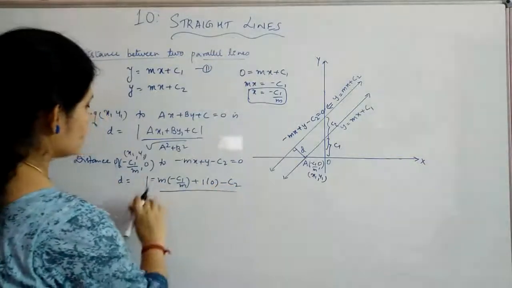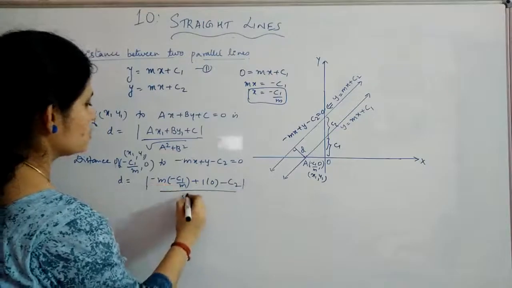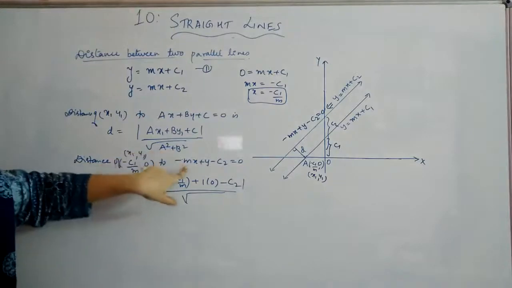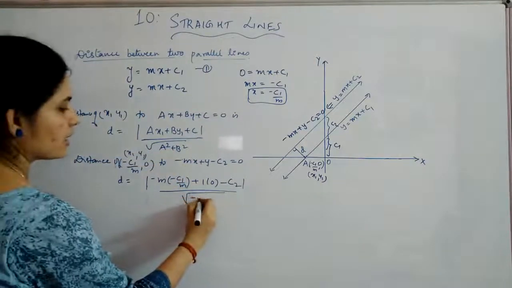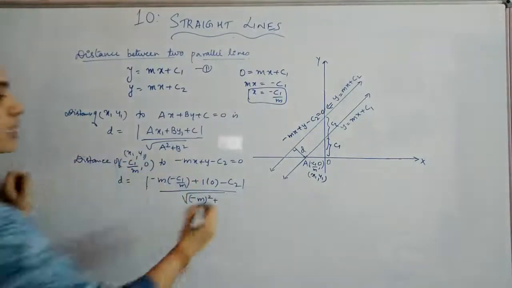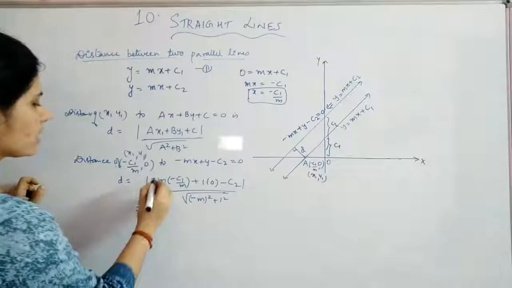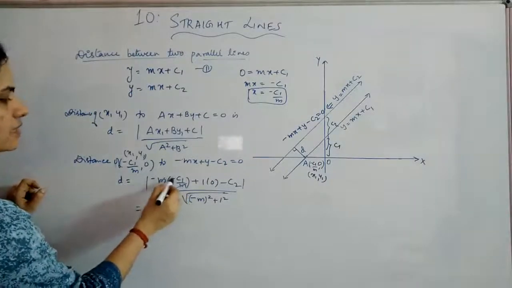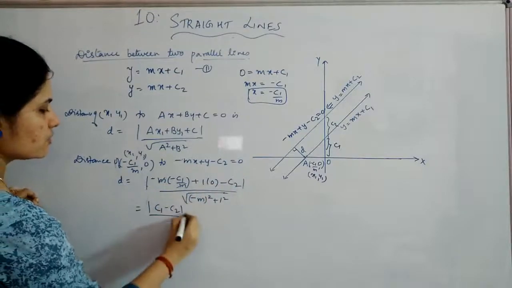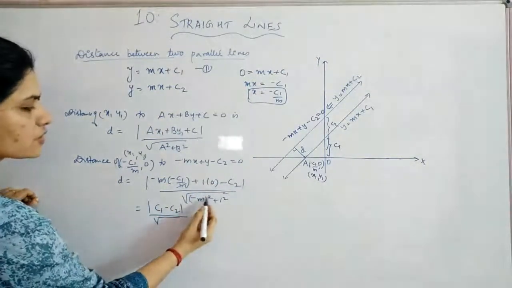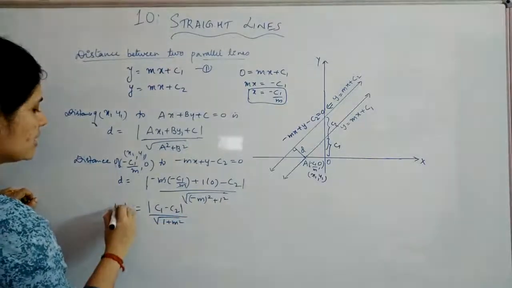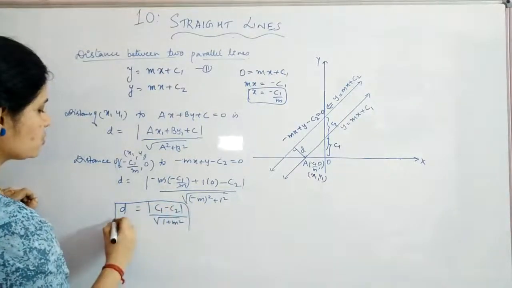Divided by root of, so this is closed, root of, again coefficient of x the whole square. What is the coefficient of x here? Minus m. So you'll get root of minus m the whole square plus coefficient of y the whole square. Coefficient of y is 1 here, so you'll get 1 square. That is, you are getting the distance to be, this m will get cancelled, negative, negative, positive. So modulus of c1, this is 0, minus c2 divided by root of, this will give you m square, this is 1. So you will have root of 1 plus m square. So this is the distance between the two parallel lines.